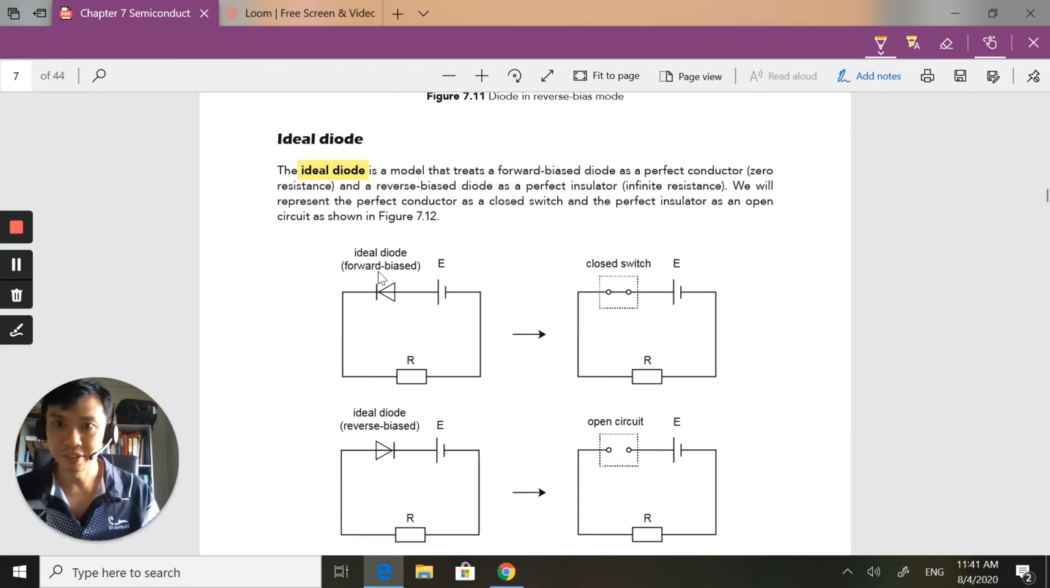I'm just going to underline it. So this is when it is forward biased. It acts as a closed switch, so current goes and goes and goes. But when it is in reverse bias, remember the current is not able to go through. Therefore, it acts as an open circuit and no current flows. So this is what we call an ideal diode model.